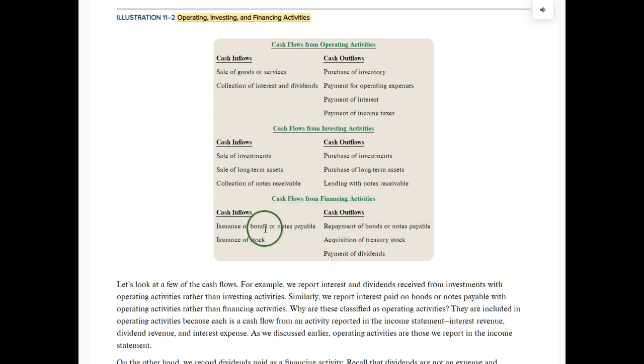Are you issuing bonds to get money to use in the business? Or borrowing money in the form of notes payable? Are you issuing more stock during the year? And are you, on the other hand, cash going out, paying off the bonds or notes? Are you purchasing treasury stock? And are you paying dividends? So again, remember, three main areas: operating, investing, and financing.